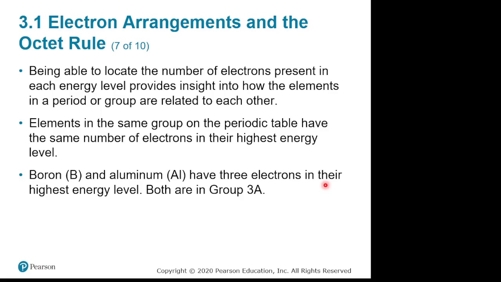Elements in the same group are going to, again, have the same number of electrons in that highest energy level. That's what makes them in the same group. Right? Boron and aluminum are going to have 3 electrons in their highest energy level. That's why they're group 3A. 3 electrons in that highest energy level.